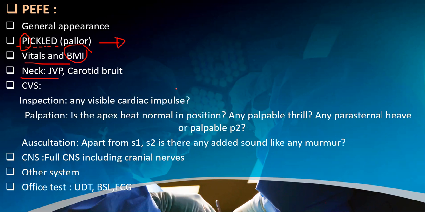After that, go to the neck because for any cardiology, the examination will have a similar format. So start with the neck for JVP and carotid bruit. So doctor, I would like to know, is the JVP raised? Is there any carotid bruit? I would like to do whole body systemic examination, but I will focus on the cardiovascular system, starting with the inspection. Is there any visible cardiac impulse? No. On palpation, is the apex beat normal in position? Any palpable thrill? Any parasternal heave or palpable P2?